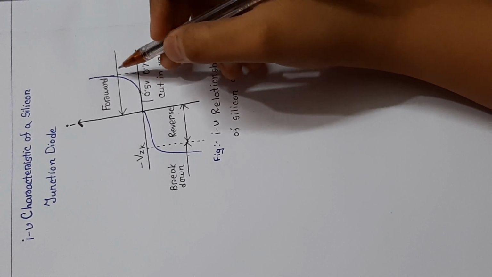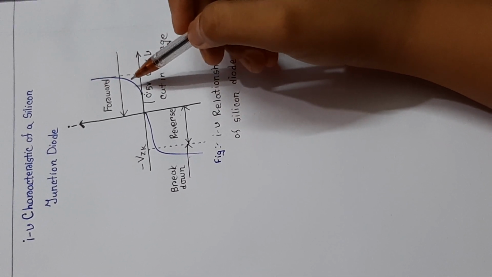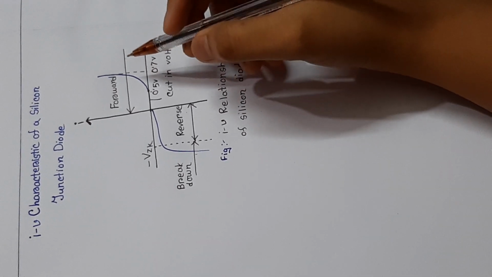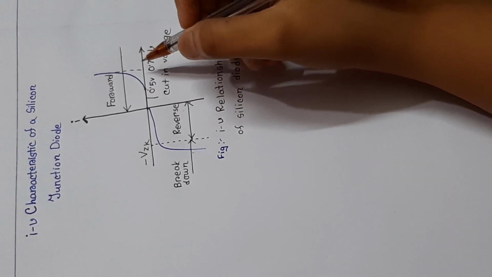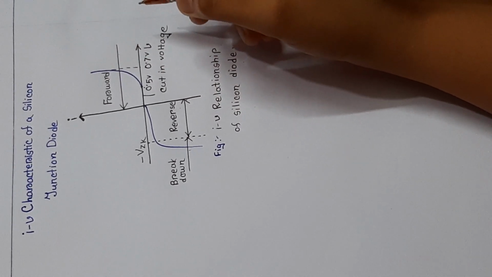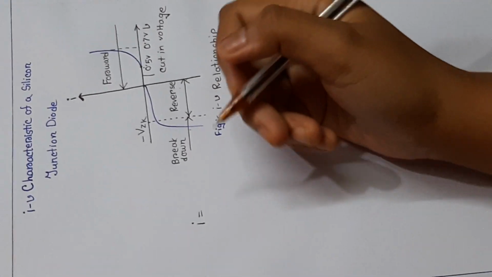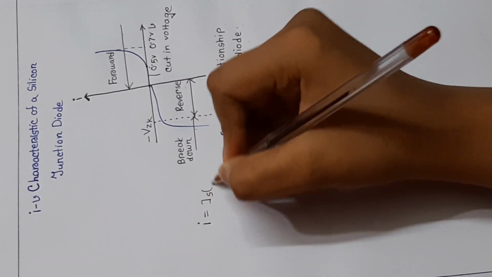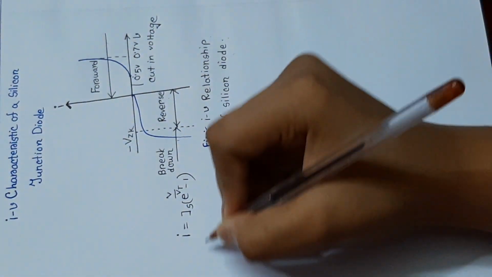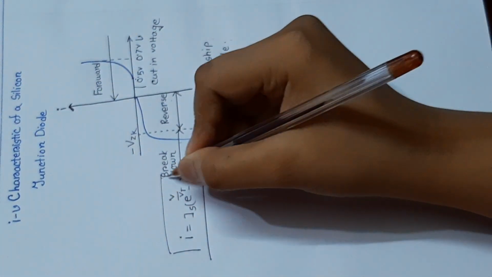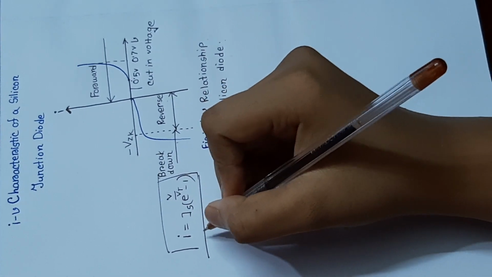So we can say that at 0.7 volts the current I increases, and this tells us that in this region the relation between I and V is an exponential relation. So we can say that I is equal to Is times e to the power V by Vt minus 1. This is the relation in the forward bias region of a silicon diode.